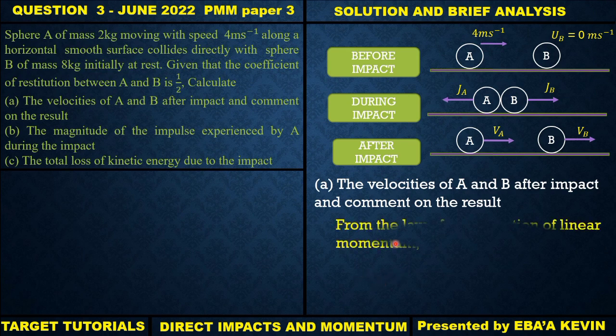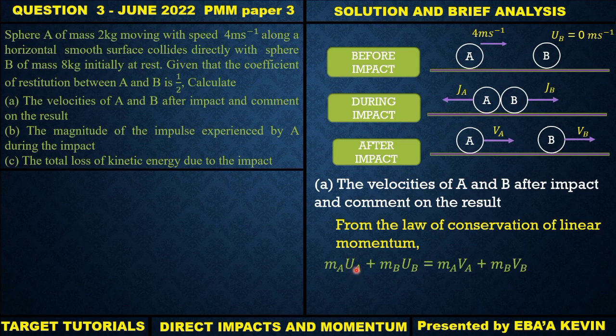So from the law of conservation of linear momentum, which says that the momentum before collision is equal to the momentum after collision. So what then is the momentum before collision? The momentum is the mass times the velocity. Before impact we have mA times the velocity of A before impact.